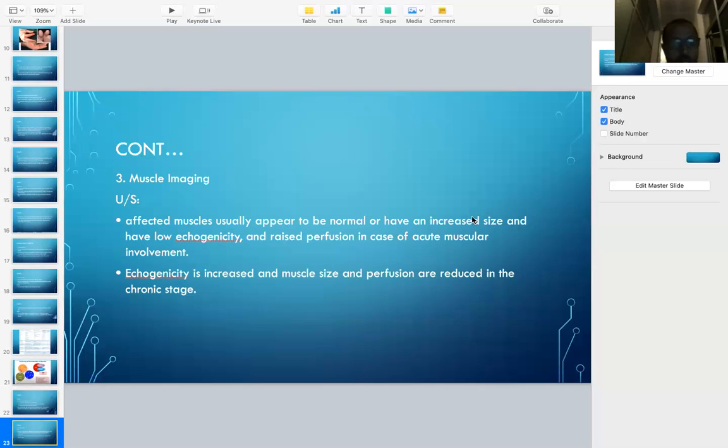The other very important investigation modality is muscle imaging. We have ultrasound and MRI. Affected muscle usually appears to be normal or have an increased size, with low echogenicity and raised perfusion in case of acute muscular involvement, and echogenicity is increased and muscle size and perfusion are reduced in the chronic stage.